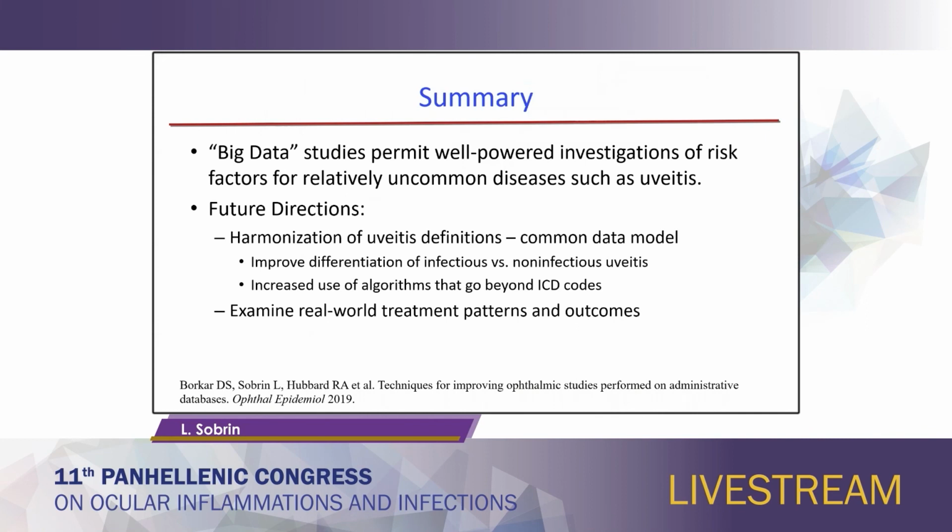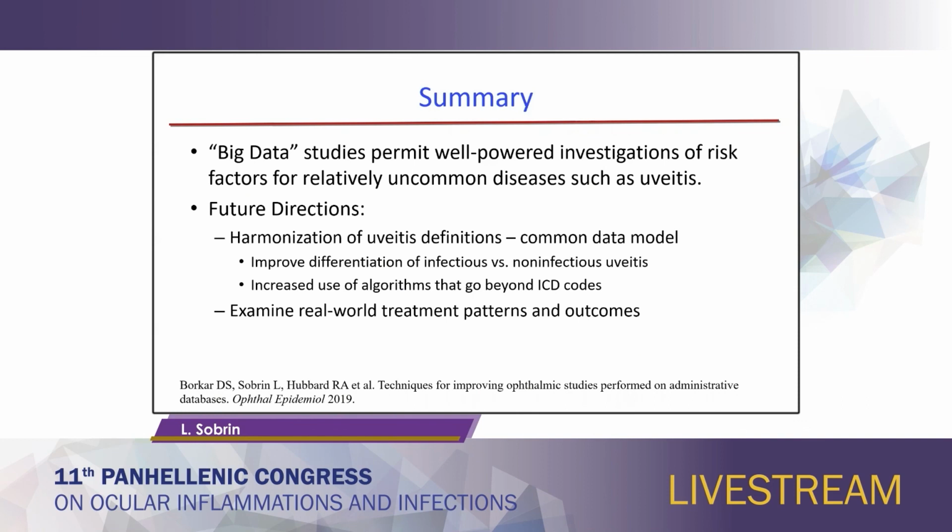So in summary, big data studies permit well-powered investigations of risk factors for relatively uncommon disease such as uveitis. This is a field that's just beginning in uveitis. There are several future directions. One important message that's come from studies is that we need to harmonize uveitis definitions and potentially get a common data model, which means we all decide how we define uveitis in these databases most effectively. And in particular, we need to improve the differentiation of infectious versus non-infectious uveitis. The current diagnosis codes can be used by practitioners for both kinds of uveitis, and that makes it difficult to distinguish between the two.